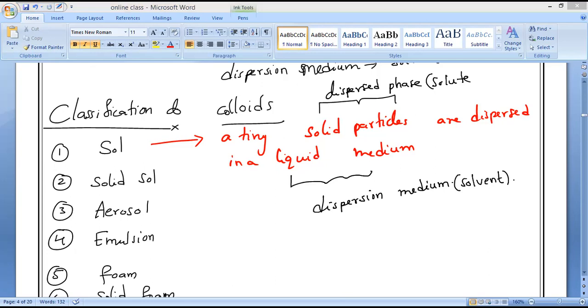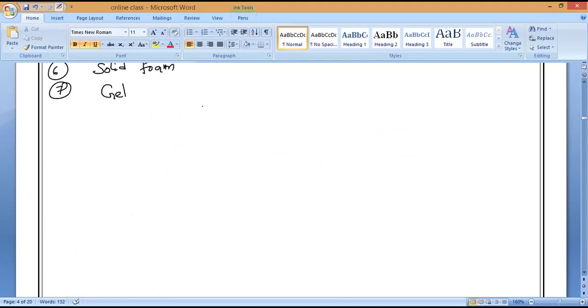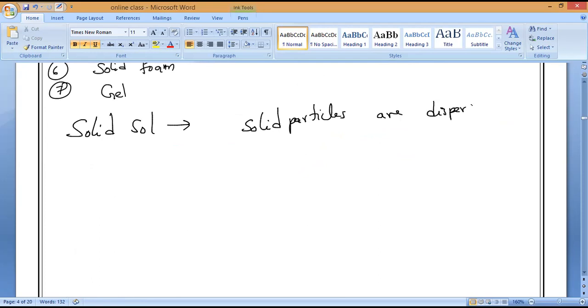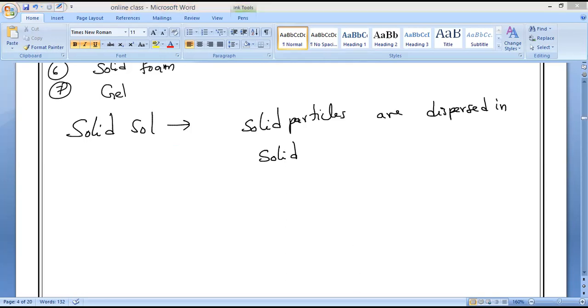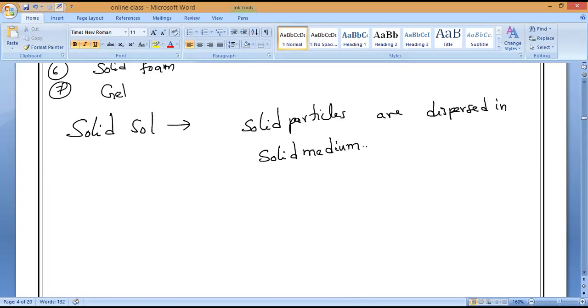Next, solid sol. Can anybody tell me about solid sol? Solid particles are dispersed in which medium? Solid sol means solid particles are dispersed in a solid medium. Do you understand it? So both the dispersed phase and the dispersion medium are solid only. That is the second one.